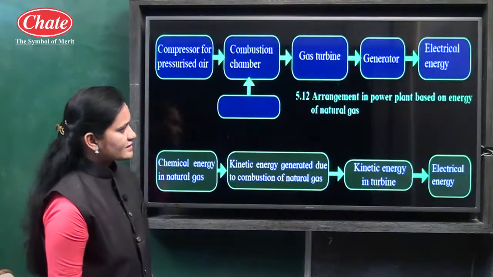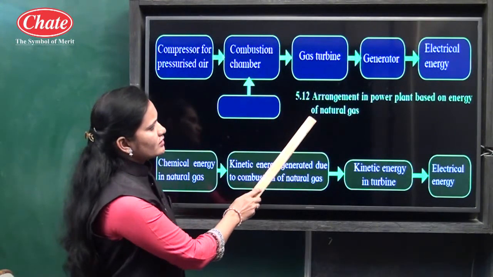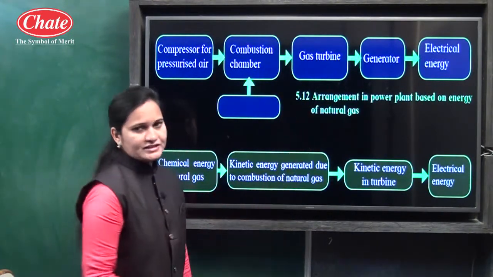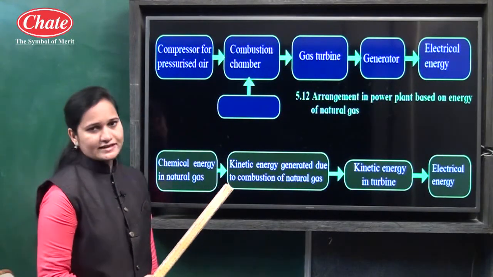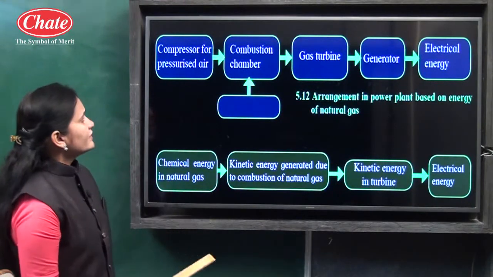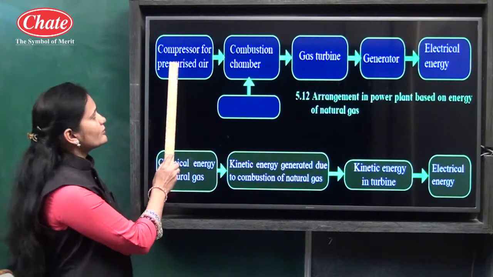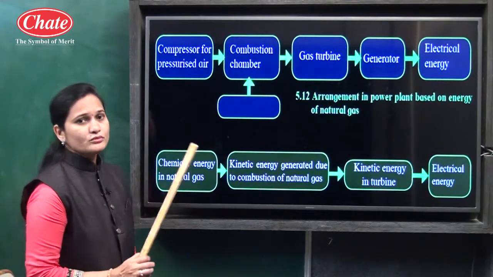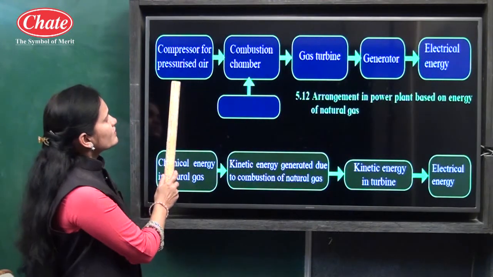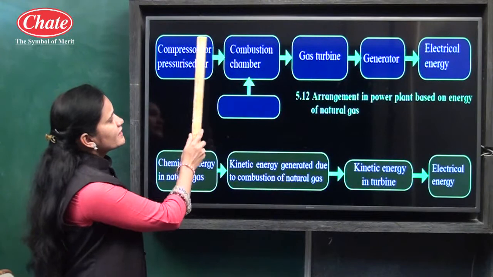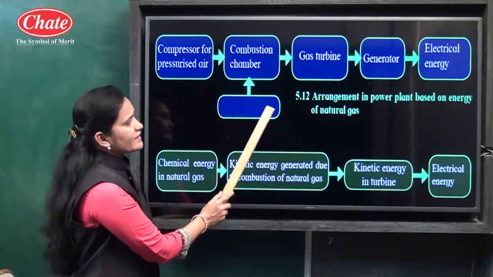Now let us see the next point: arrangement in a power plant based on the energy of natural gas. Here we will see how we can use natural gas for energy production. Here there is a compressor for pressurized air. What is the work of the compressor? Pressurized air is formed by the compressor. By using the compressor, pressurized air is inserted into the combustion chamber, and in that, natural gas is burnt.